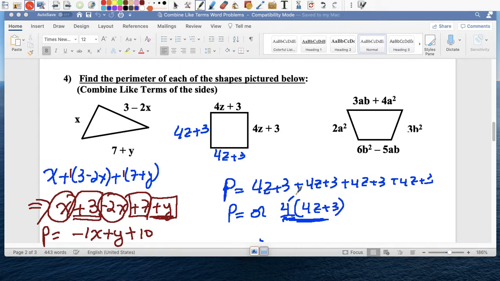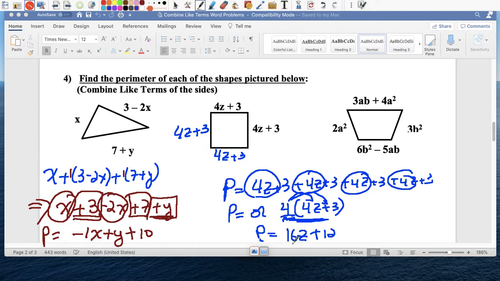And if you do that, you use the distributive property. 4 times 4z is 16z. 4 times 3 is 12. So to take a lap around, it's 16z plus 12. And notice you get the same answer, right? 4z plus 4z plus 4z plus 4z is 16z. 3 plus 3 plus 3 plus 3 is 12. So you've got a choice.